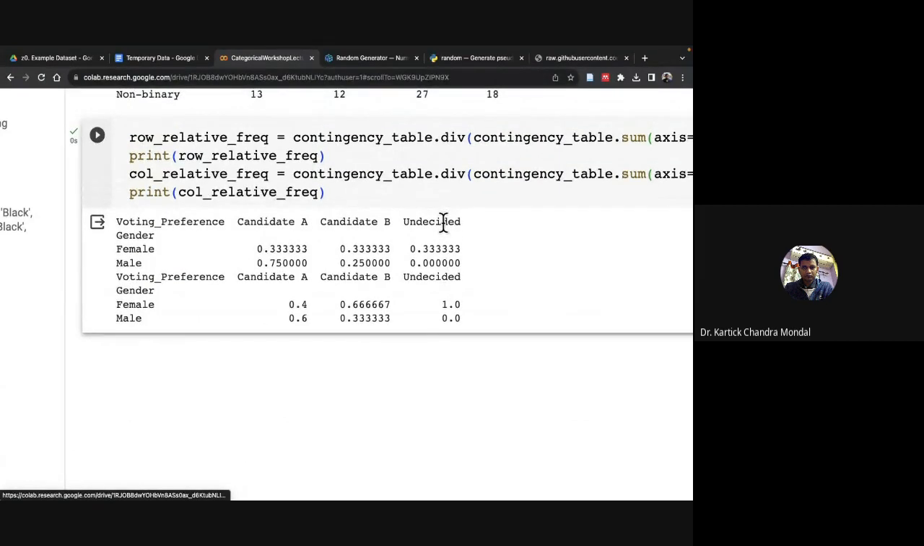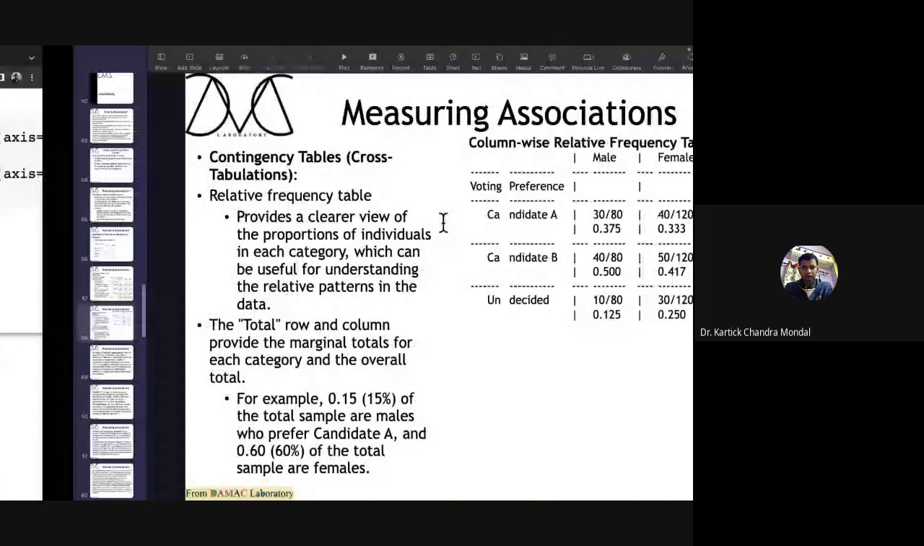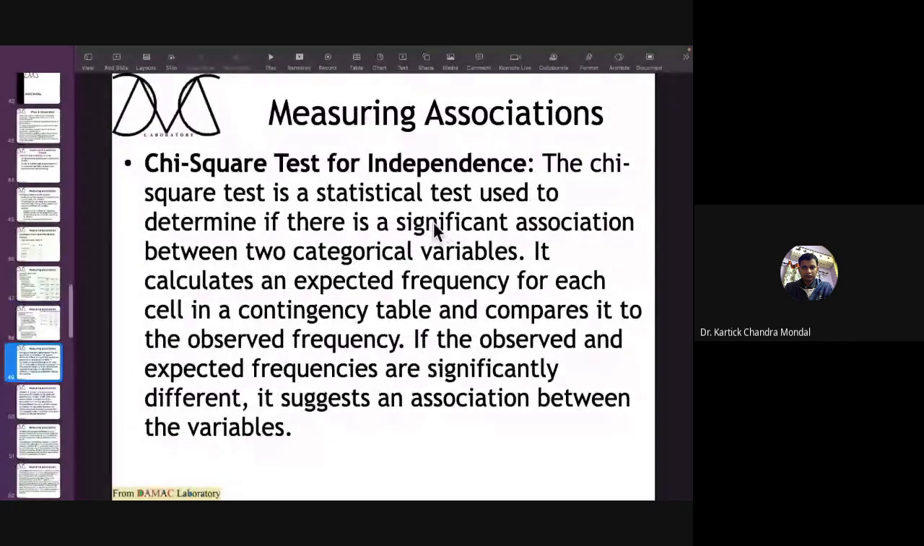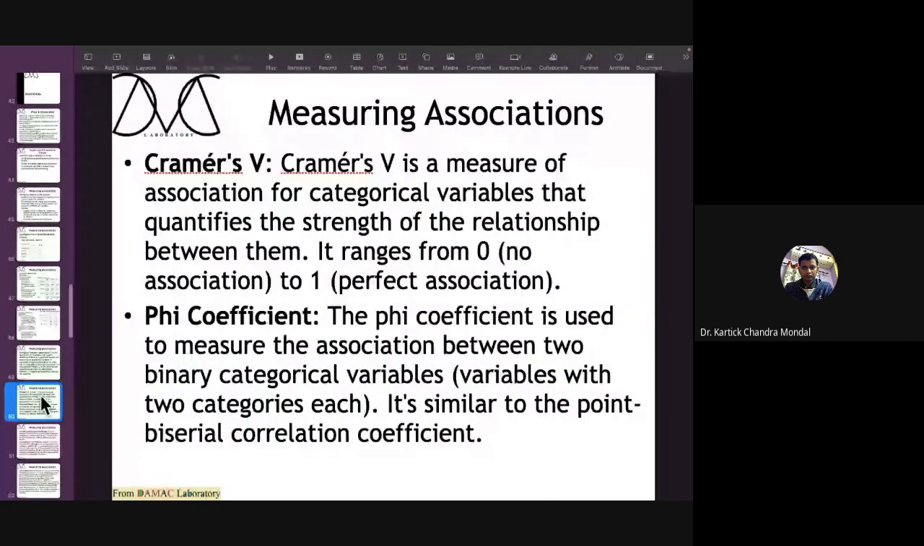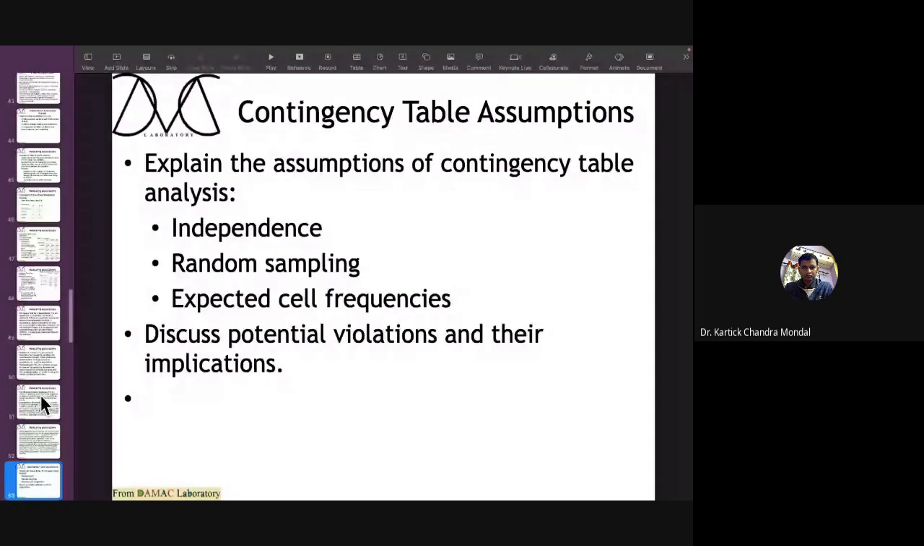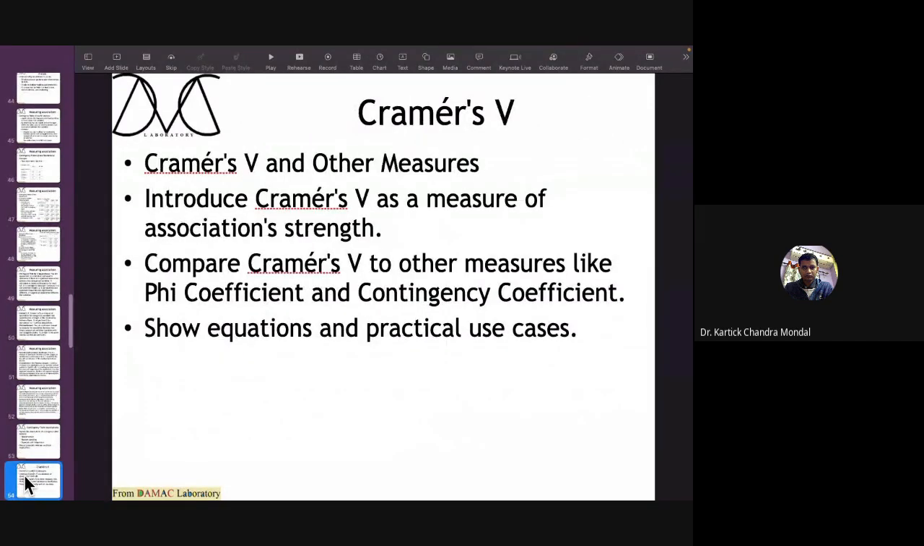If you have any query, you can ask me, or else I will go to the next concept, that is the chi-square test for independence. And as I said, there are many other tests. You can try them, you can explore them at home. So what are the assumptions in the case of a contingency table? That it should be independent, random sampling, expected cell frequency. We will see all of this very soon later on.